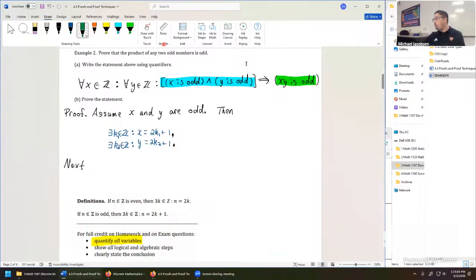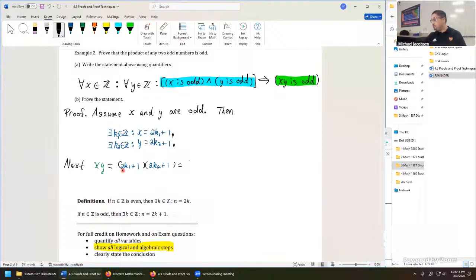Next, we want to see what happens to x times y. At this stage, we're now showing all logical, all algebraic steps. When we take x times y, not too different from what we've done before, we can put in 2k1 plus 1 in place of x, 2k2 plus 1 in place of y. You didn't have to do k1, k2. You could have gone with j and k if you prefer. But keeping it as subscripts, we're now dealing with the k1s and k2s.